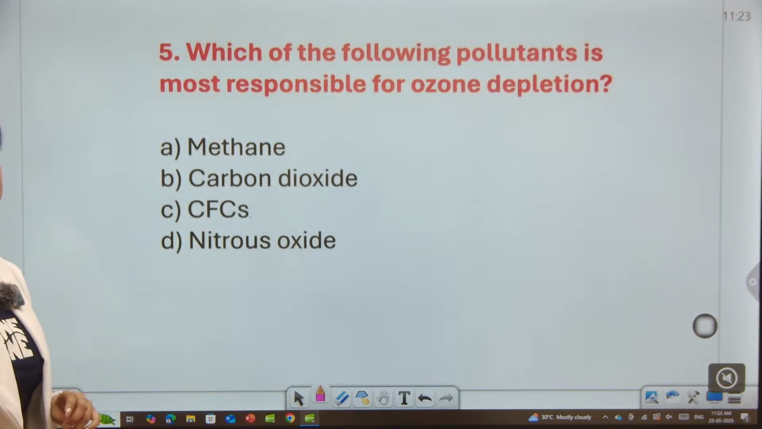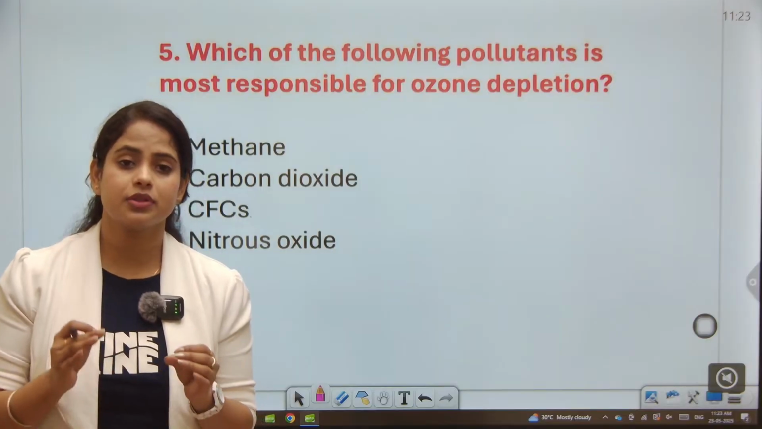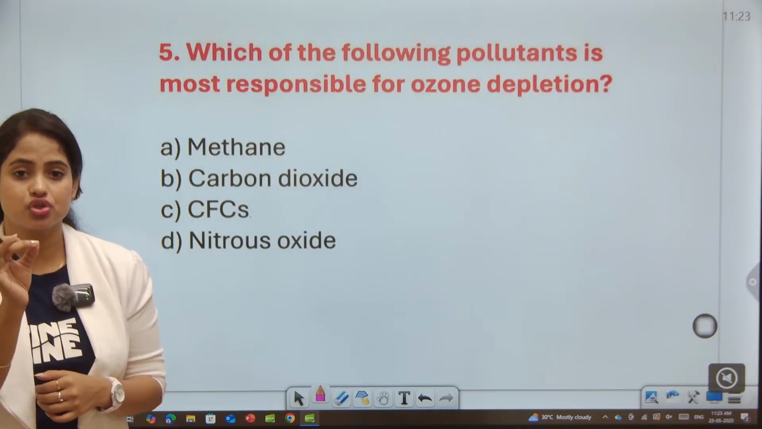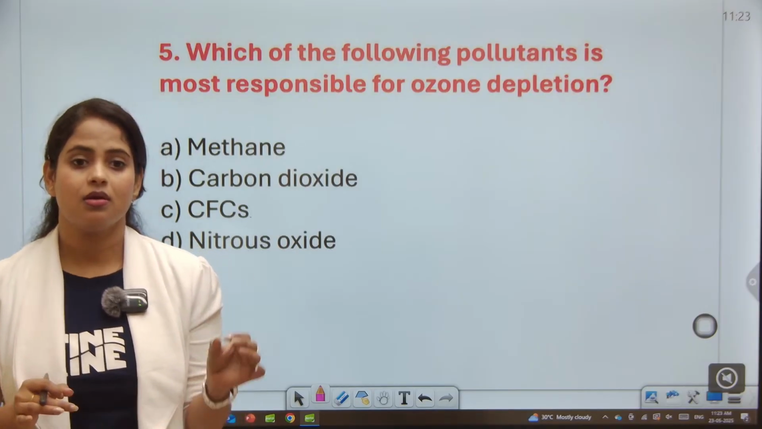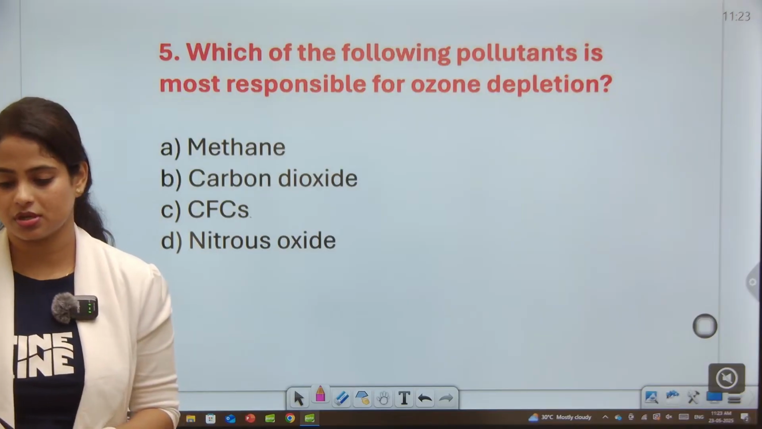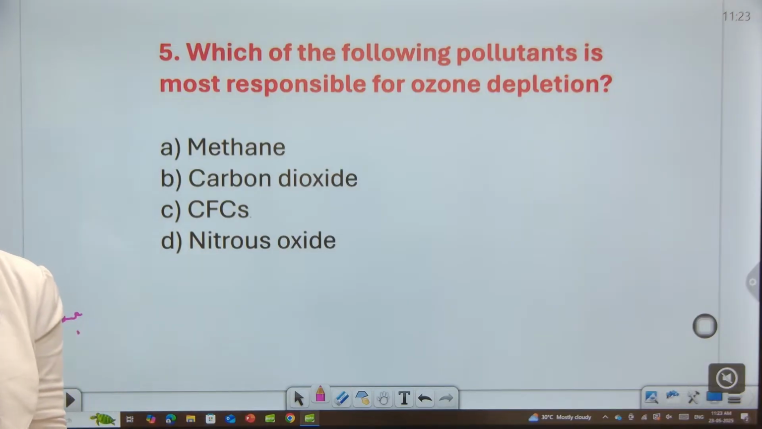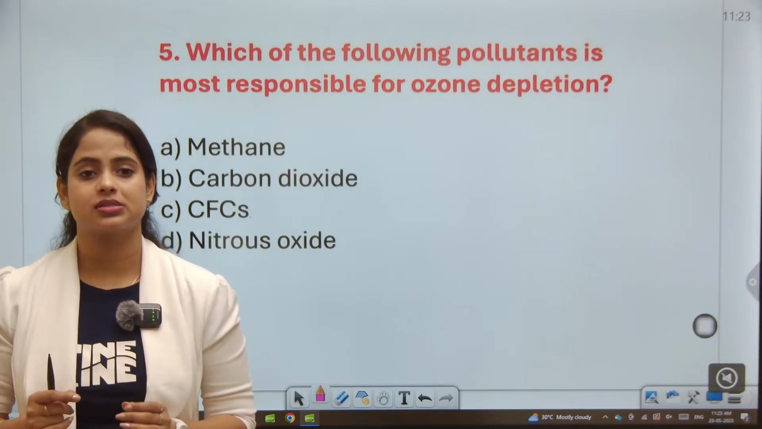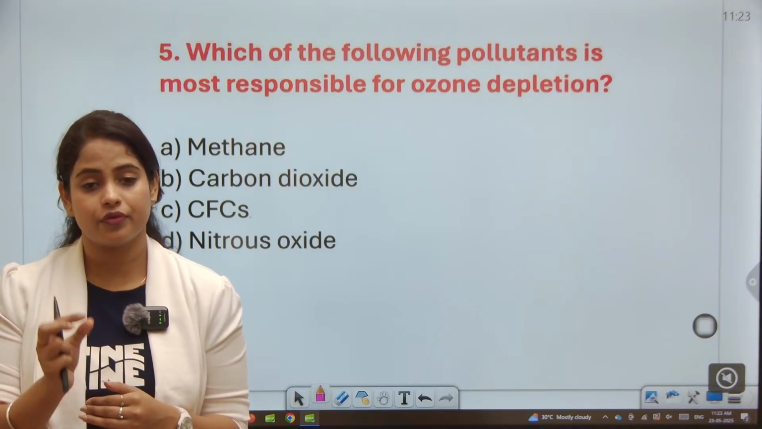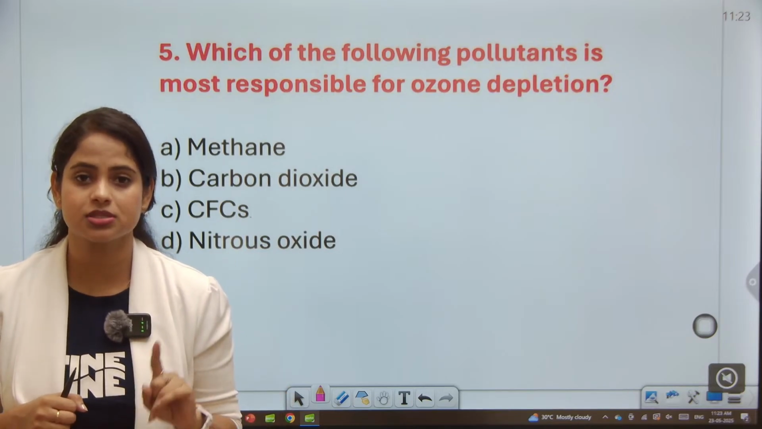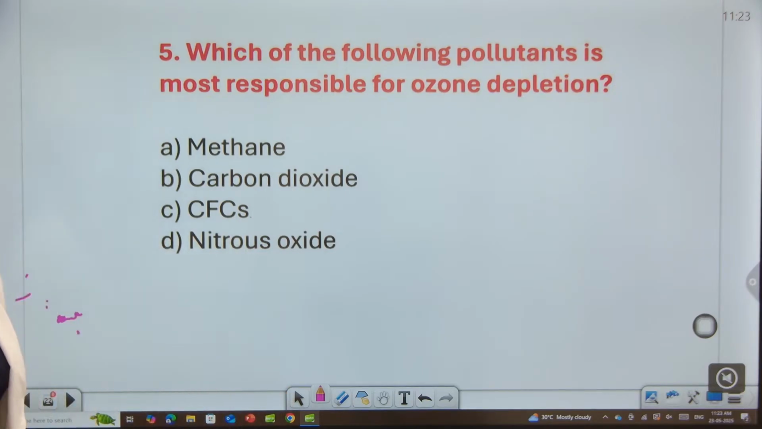Next, which of the following pollutants is most responsible for ozone depletion? Methane, carbon dioxide, chlorofluorocarbons or nitrous oxide? Tell me what will be the answer. So here the right answer will be chlorofluorocarbons. See why?